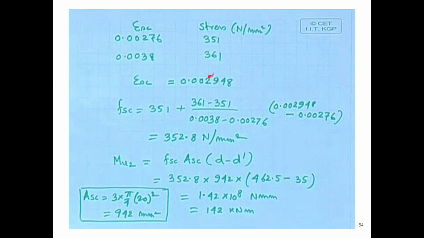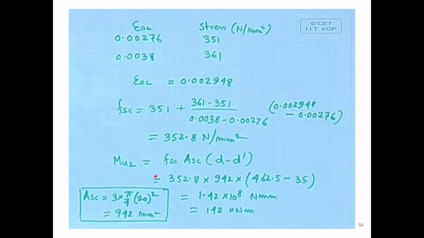Using linear interpolation, we get the value of FSC as 352.8 Newton per millimeter square. This is the stress in steel at compression for a strain value of 0.002948. So the FSC value is 352.8 Newton per mm square. Using this, we will be able to find out the Mu2 value.